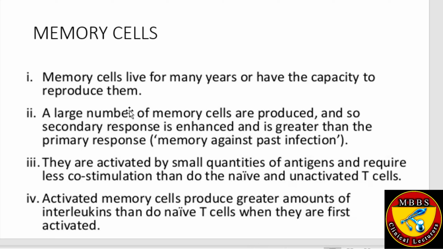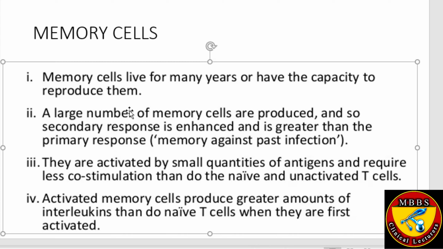The memory cells live for many years or have the capacity to reproduce themselves. A large number of memory cells are produced, and so the secondary response is enhanced and is greater than the primary response. Basically, the memory T and B cells have the ability to respond rapidly and vigorously for many years after the initial response to a microbe or other foreign material.